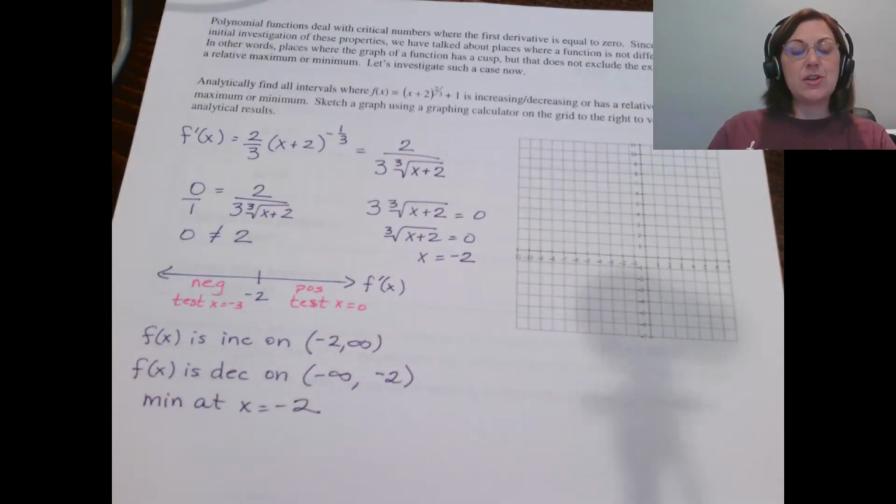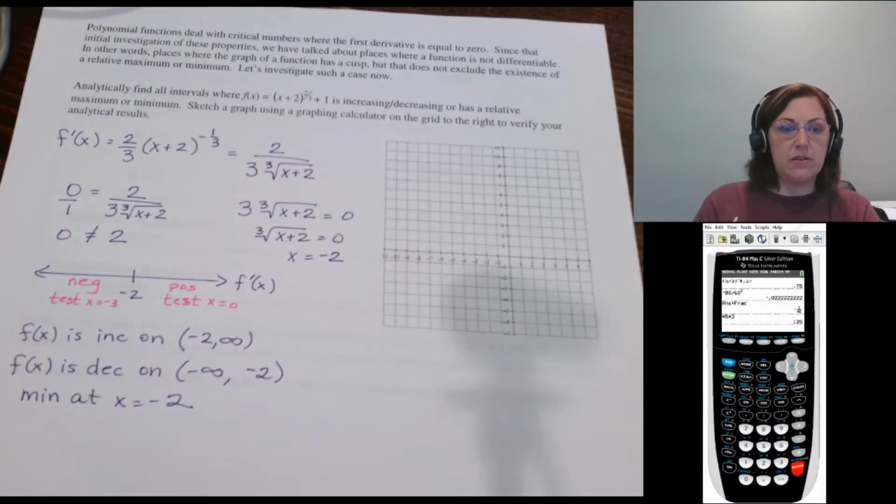Now, let's use the graphing calculator to take a look at why this is all happening. So let's go to my y equals. Let's put in our equation, x plus 2 to the 2/3. Be sure and use your arrow to come out of the power there, and then plus 1.